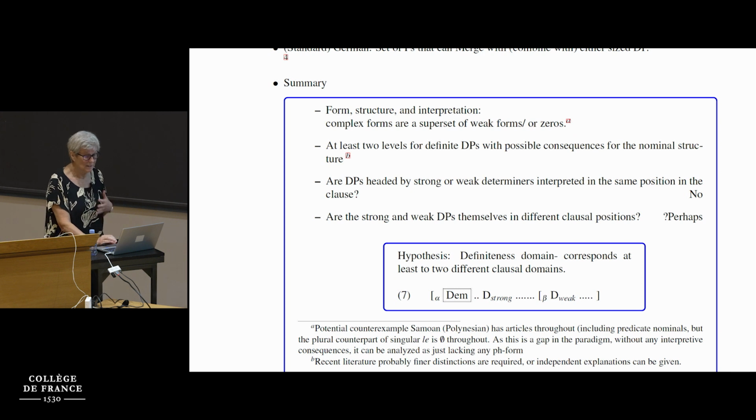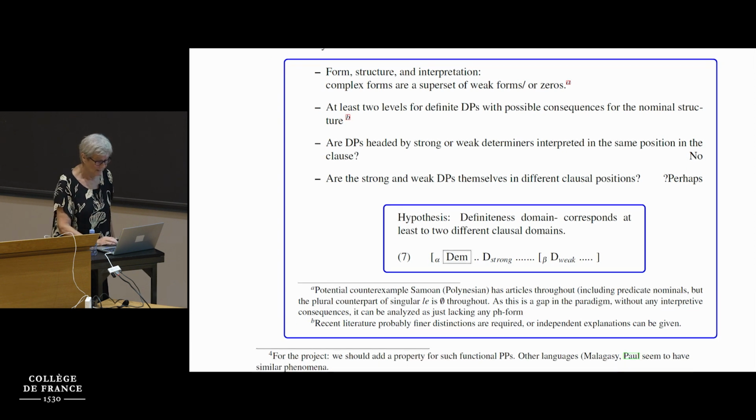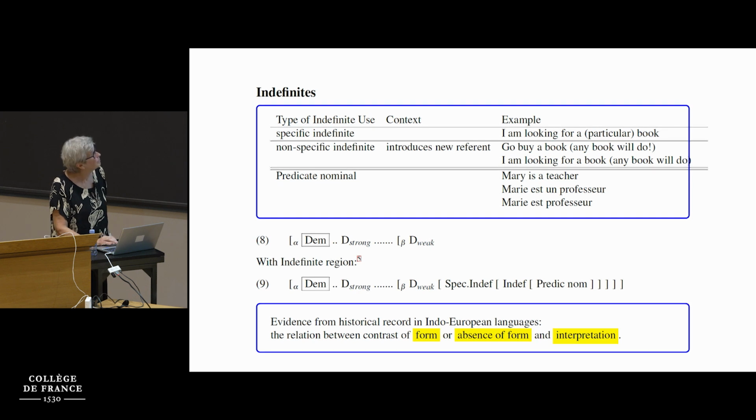Okay, so here the idea is, lots of questions to be asked. Are these strong and weak DPs themselves in different clausal positions? How does it relate beyond the noun phrase? If we look at an object, are these objects actually interpreted in different regions of the clause? Is there something that is a definite region and an indefinite region? Okay, so that's part of the project.